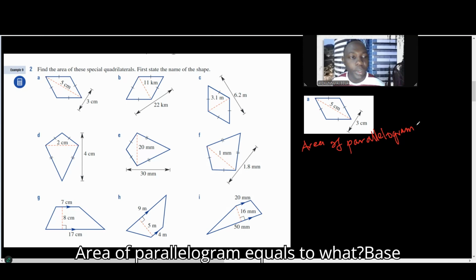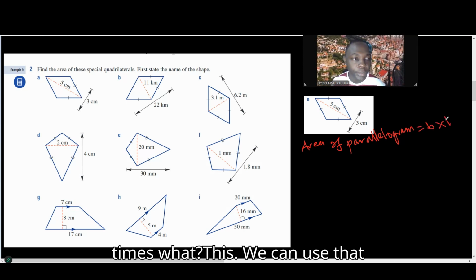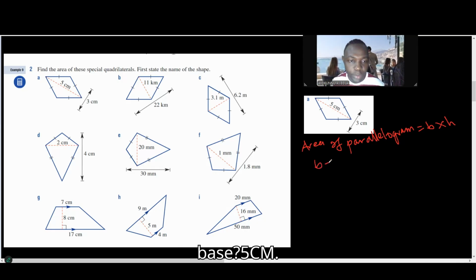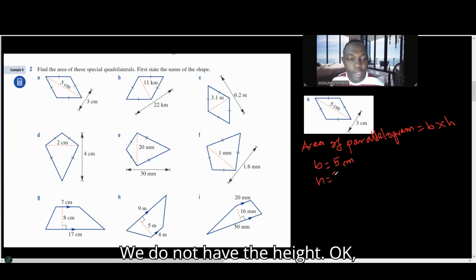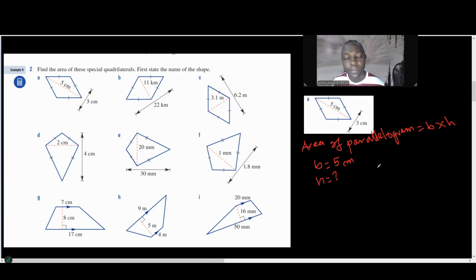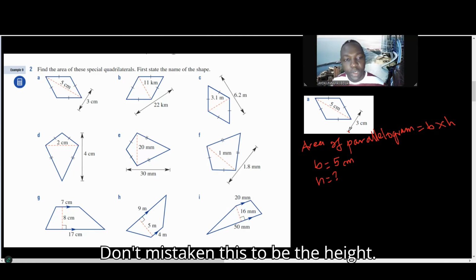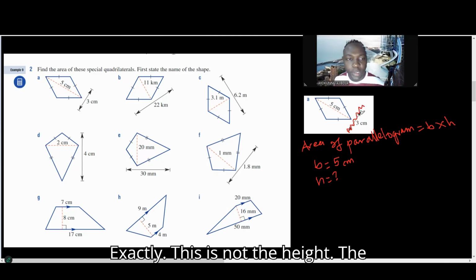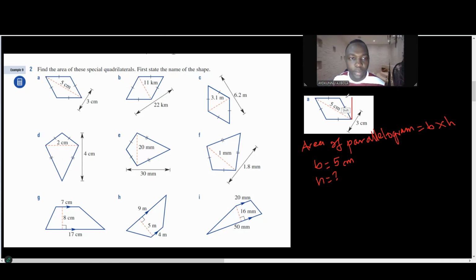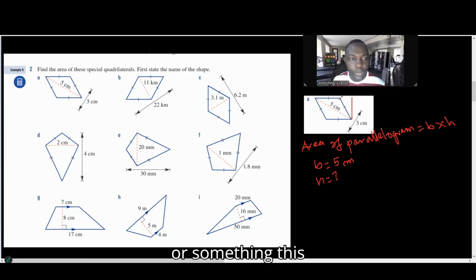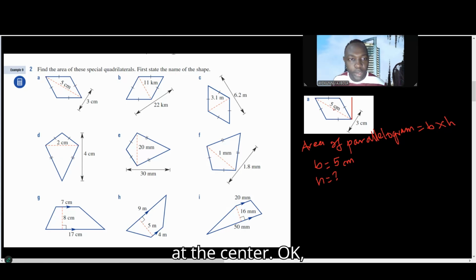We can use that formula. Area of parallelogram equals what? Base times height. We have the base. What's the base? 5 cm. We do not have the height. Don't mistake this to be the height. This is not the height. The height is something here, at this center.